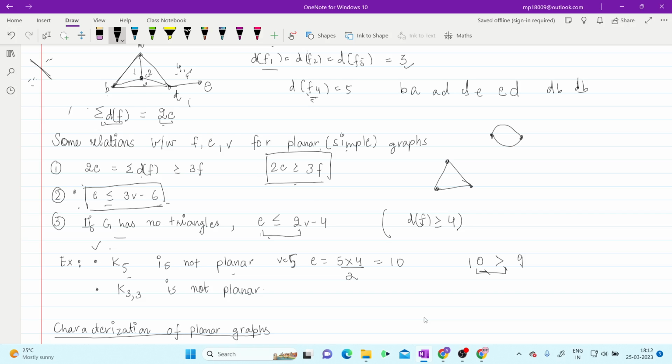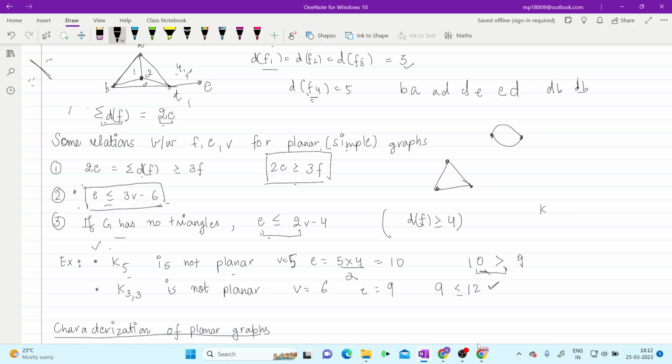Also, why is K33 not planar? First of all, what is the number of vertices in K33? 6, yes. And what is the number of edges? 9, yes, because in K(m,n) we have m times n, so 9 edges. Now if we look at the second inequality, we get that 9 is less than or equal to 3 times 6, which is 18 minus 6, 12. So the second thing is satisfied. From the second we cannot conclude.